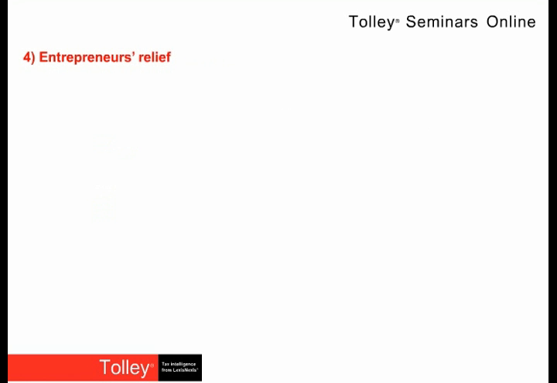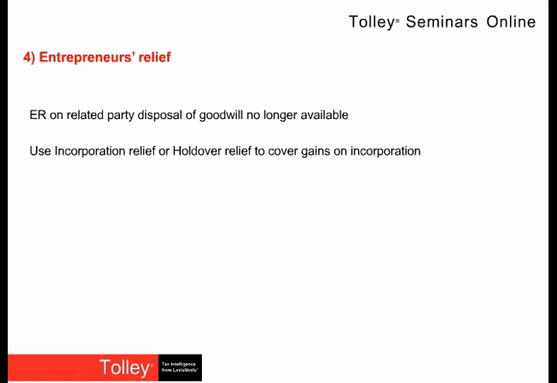Still on CGT and turning to entrepreneurs relief. I made mention of this in the business tax section of the budget seminars. The entrepreneurs relief on a related party disposal of goodwill, so by an individual to a company that is related to them, will no longer be available, and that started on the 3rd of December 2014 when the announcement was made. It parallels the disallowance of intellectual property relief in the company, and for those who wish to incorporate, they'll now need to either use incorporation relief or holdover relief to cover any gains on goodwill on incorporation.